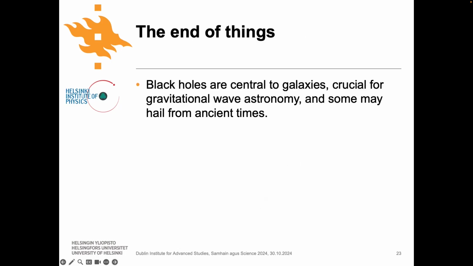So black holes are literally central to galaxies. They're crucial for gravitational wave astronomy, which allows us not only to understand black holes better, but also to understand the theory of general relativity better, because we can measure how space-time is curving when these black holes are orbiting each other. We can compare that to observations. We can use gravitational waves sent by black holes to understand what's happening in the universe. And some primordial black holes, either those at the centers of galaxies or those that form dark matter, may hail from ancient times.